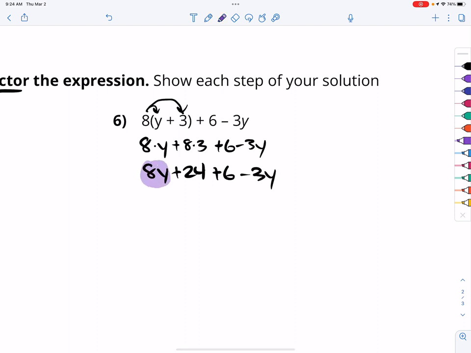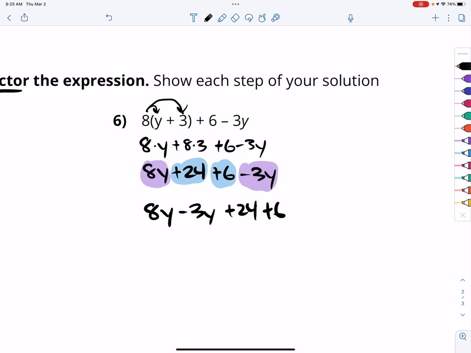I'm going to do my highlighting of my like terms, being very careful to bring those operations with me. And then let's rewrite. 8y minus 3y plus 24 plus 6. 8y minus 3y is 5y. 24 plus 6 is 30.